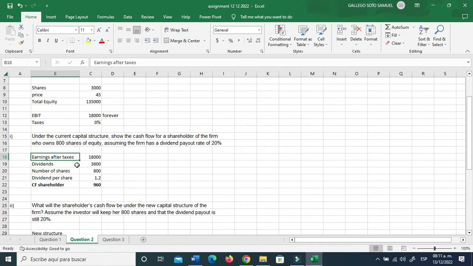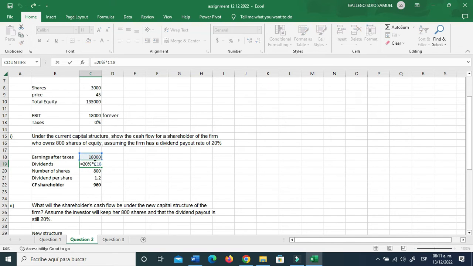So under this capital structure, we have these earnings before taxes, after taxes, I'm sorry, which is zero, right? So you get 18,000 pounds every year. Now the dividends are 20% of the earnings after taxes. So this is the money that's going to be split.